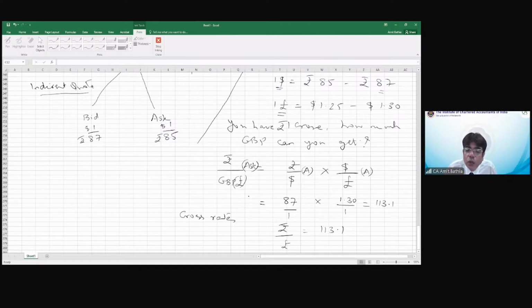Can you similarly do the bid rate as well? Can we do the bid rate as well? Yes, sir. So rupee upon pound, meaning 1 pound is equal to rupee 113.1.